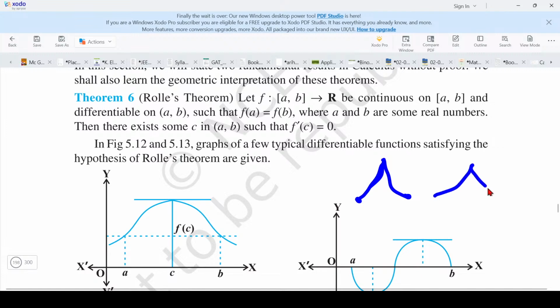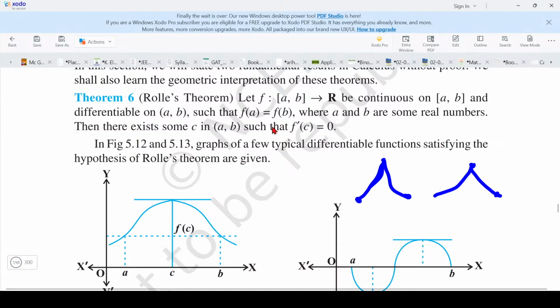You can go like this, you can come back like this. That's the importance of differentiability. It has to be differentiable, because if it is not differentiable, you are just able to create a function where the slope is never zero between A and B.